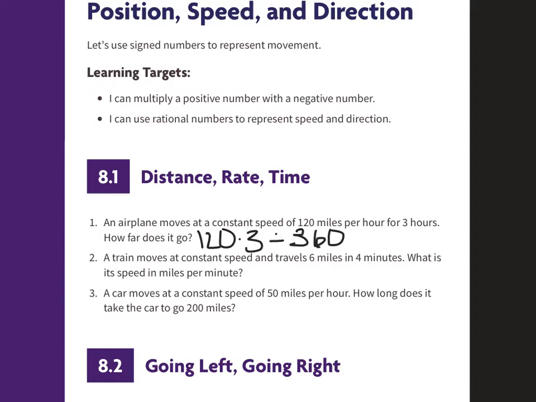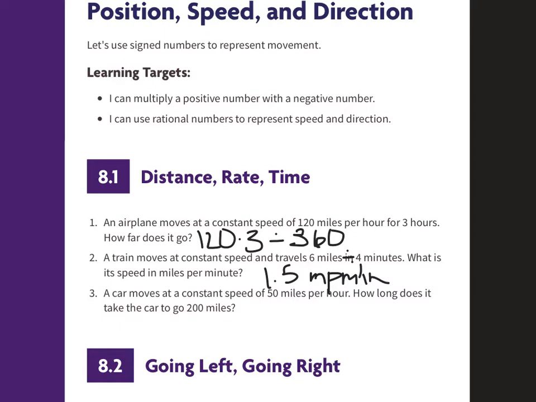A train moves at a constant speed and travels 6 miles in 4 minutes. What is its speed in miles per minute? So if it goes 6 miles in 4 minutes, I want to know how much it goes in 1, so I'm going to divide 6 divided by 4. I use my calculator. I get 1.5, so 1.5 miles per minute.